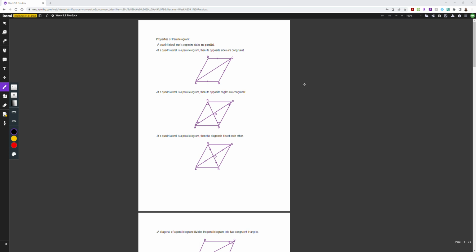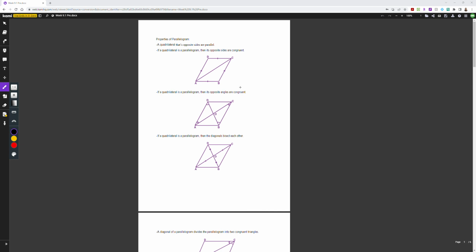So first thing we are going to be going over today are properties of parallelograms. A parallelogram is a quadrilateral whose opposite sides are parallel. As you can see from this example image, this side and this side are parallel with each other. And they're actually also the same length, so they're congruent. And then this side and this side are parallel with each other and they are congruent, like you can see. So if a quadrilateral is a parallelogram, then its opposite sides are congruent. So this and this are congruent, this and this are congruent, and this parallel, this parallel.